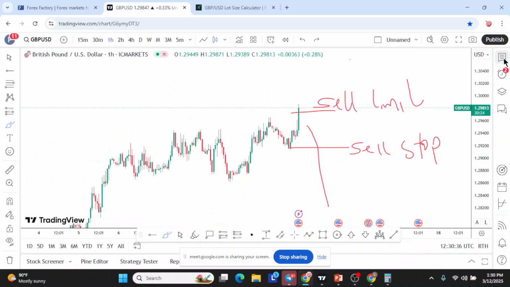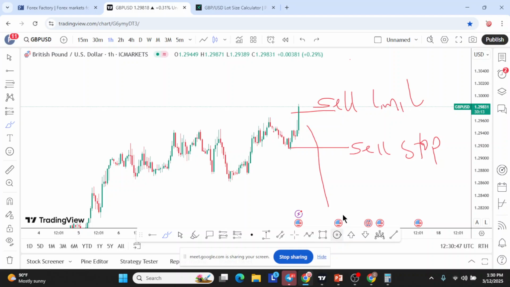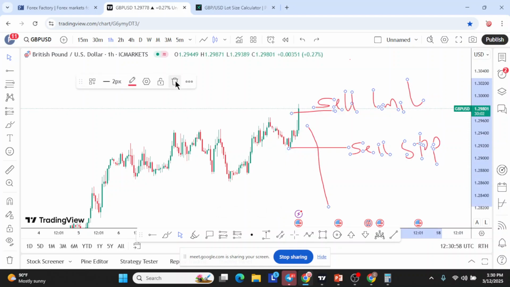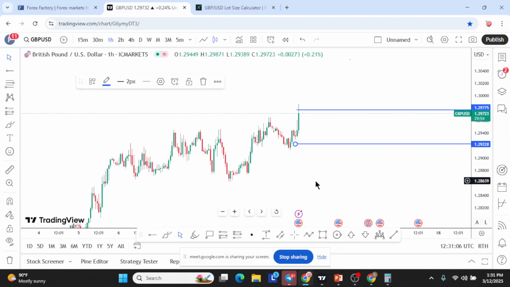Okay, so now let's look at the buy stop limit order. A buy stop limit order is an order that comprises both buy stop and buy limit. You know, buy stop is that we want to buy above, and buy limit is that we want to buy below. So the buy stop limit order is an order that sets both together at a time so that you don't miss out on anyone.